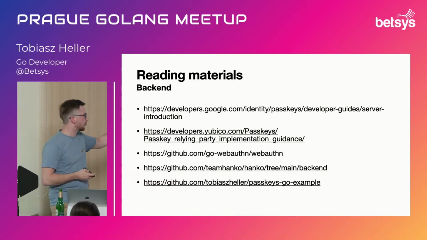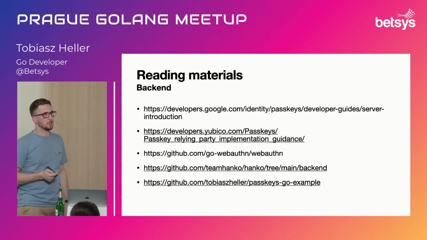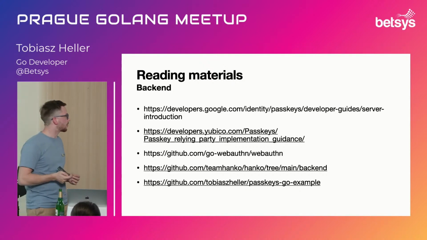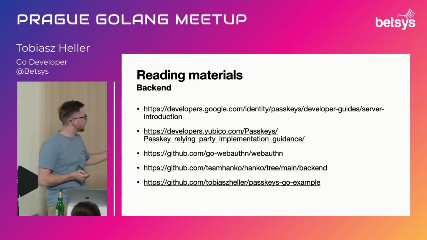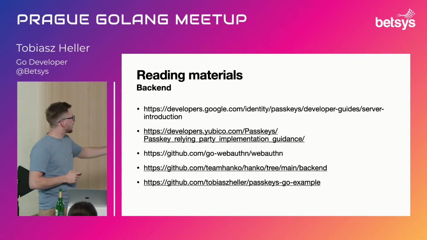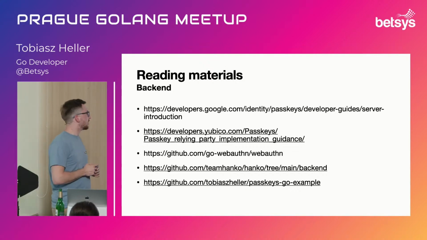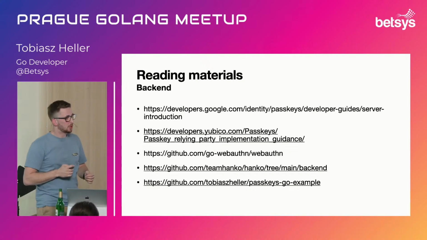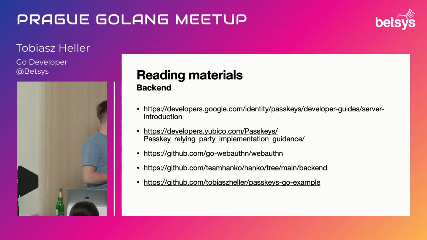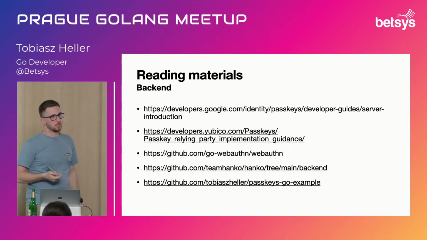So this Google material is really good. There you can find this example SQL schema, and also the information about this relying party ID that you cannot change. Also, the Ubiquitous materials are quite good. Here is this library. Then this Hanko. This is the open source authentication system in Go that I found that is actually using this Webauthn library. So you can check how it works in the production.